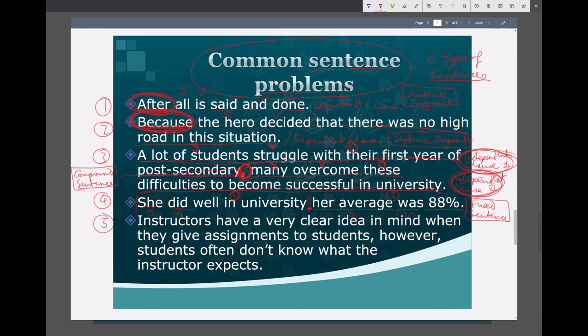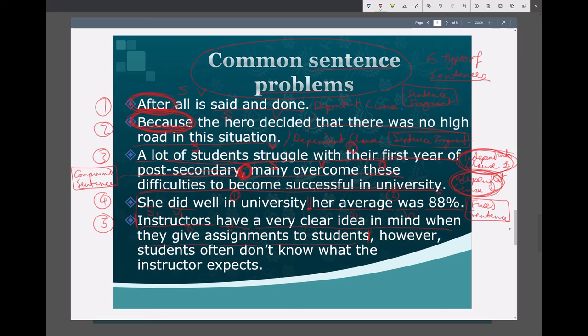Take a look at number 5, the last sentence. Instructors have a very clear idea in mind when they give assignments to students. However, students often don't know what the instructor expects. How many clauses are in this sentence and what's being used to connect them? Can you see it? Well, the first clause is instructors have a very clear idea in mind when they give assignments to students. So you have a long predicate.